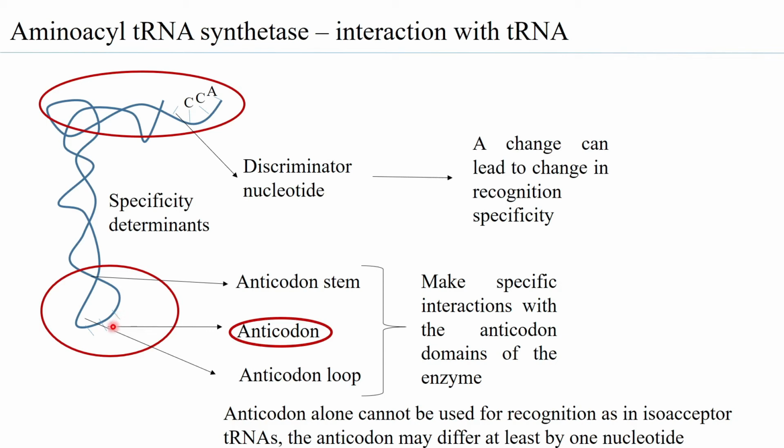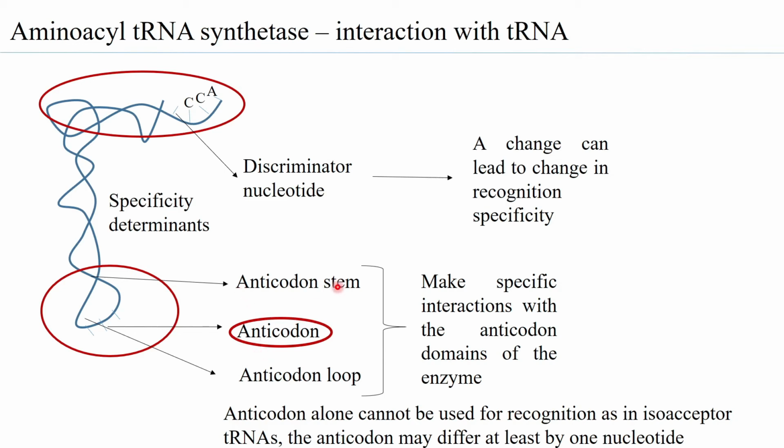But like we mentioned, suppose there are three isoacceptor tRNAs for serine, then even by one nucleotide, you would have a change in the anticodon, which means that aminoacyl tRNA synthetase will have to recognize not one anticodon but a set of anticodons, and all the anticodons are for serine. So therefore, anticodon cannot be the sole discriminatory recognition determinant or specificity determinant.